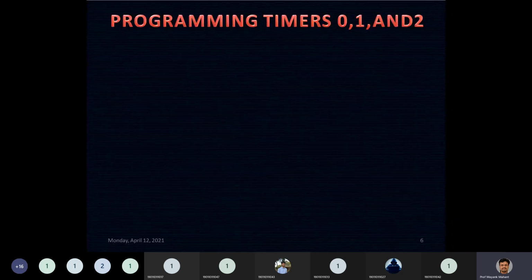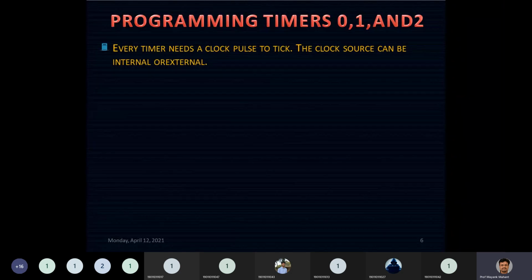So let us see how we can program timer 0, 1 and 2 of our AVR Atmega 32. Every timer needs a clock pulse to tick, whether it is an external clock, an external source, or an oscillator.